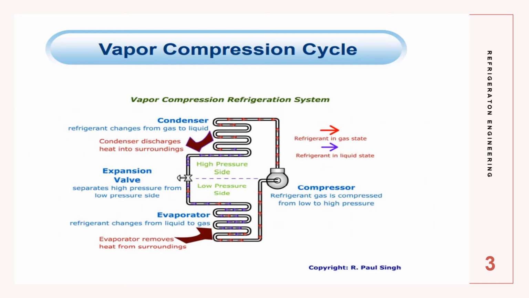The next is evaporator. On evaporator, refrigerant changes from liquid to gas because evaporator removes heat from surroundings. Dito na yung lumalamig na side. Next, we have compressor. Refrigerant gas is compressed from low to high pressure here in compressor. Refrigerant in gas state, papuntang condenser.